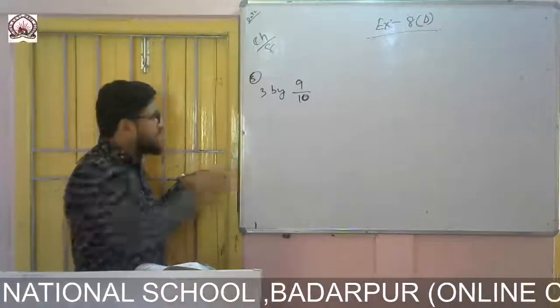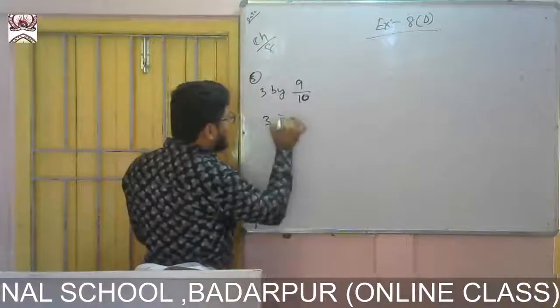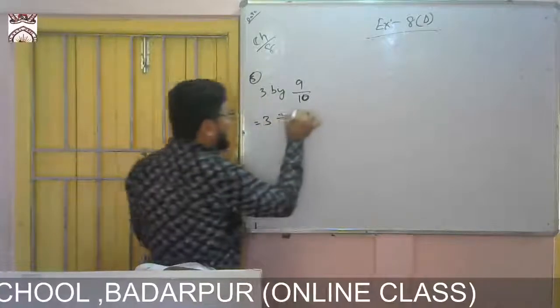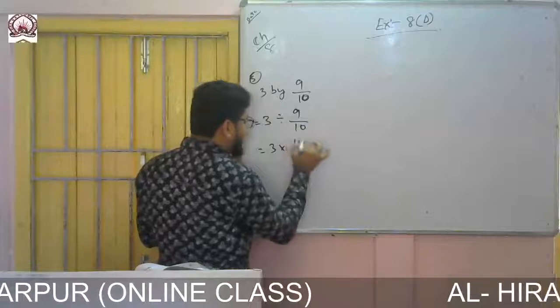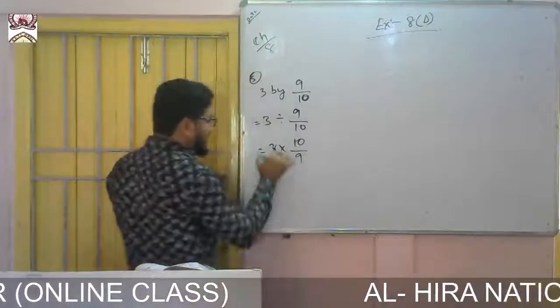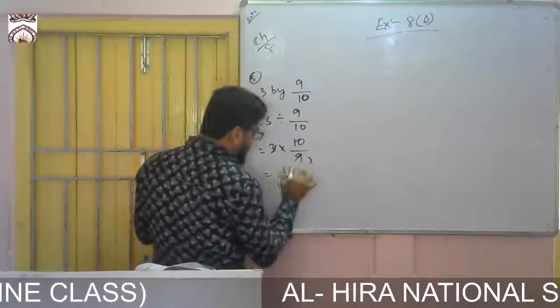3 by 9 by 10. So in place of by, I shall do this one, then 9 by 10. So it will be 3 into this, which will get interchanged, 10 by 9. Now I can cancel. 3 1s are 3, 3 3s are 9. It is 10 by 3.